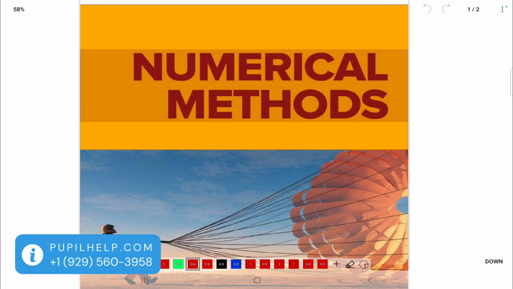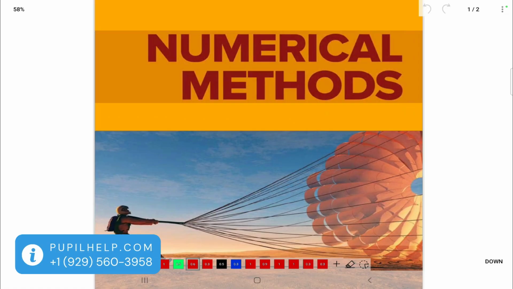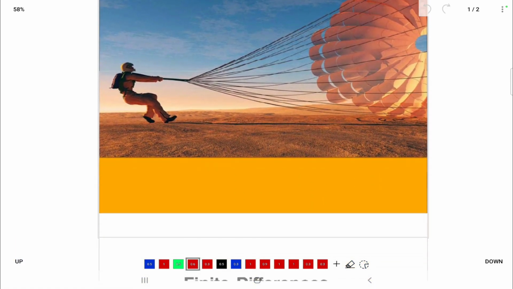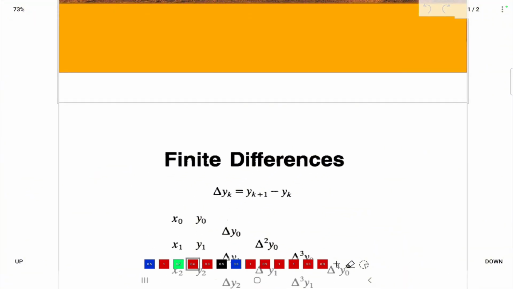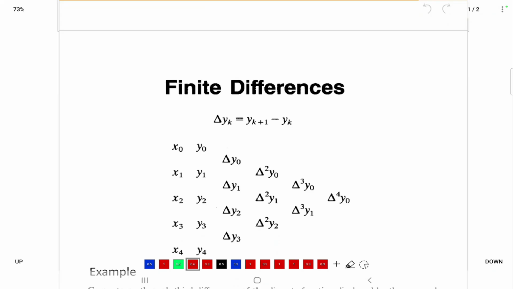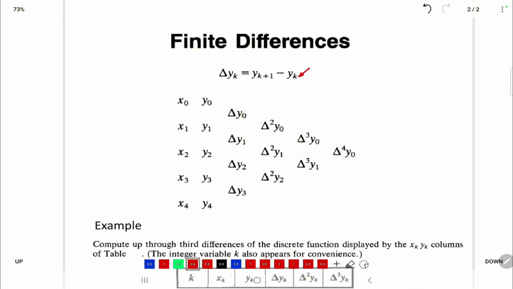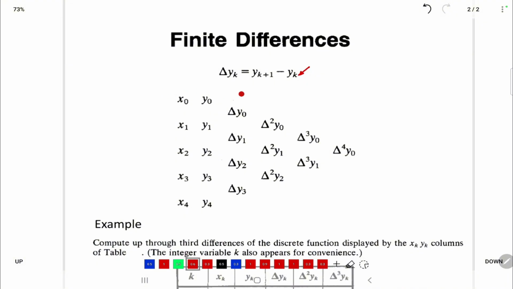Numerical analysis, we will carry on our last session 2 weeks ago, and we will continue our finite difference. Now, finite difference, as we stated before, is delta y sub k equals y sub k plus 1 minus y sub k, where k indicates the location of the value. And as highlighted before, this is the template, or the table of how we calculate the differences.